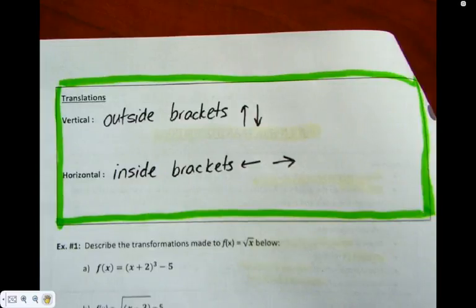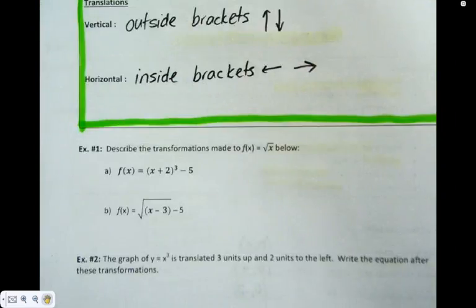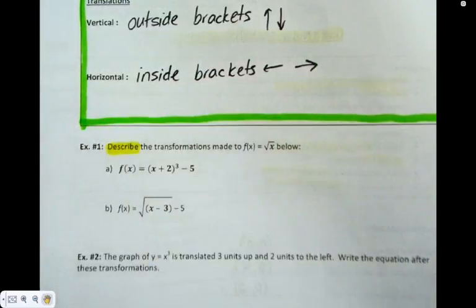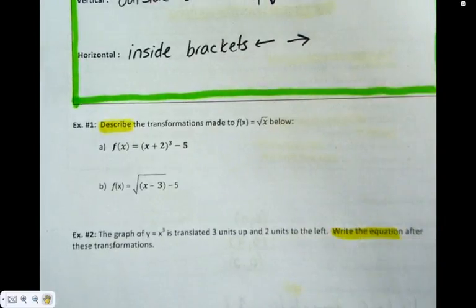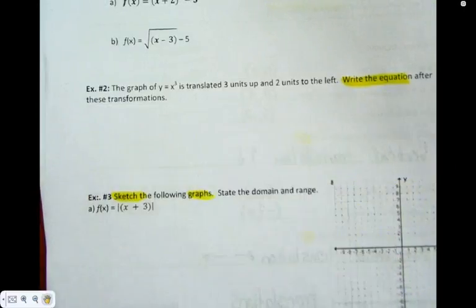Here's the different kinds of questions you're going to see in the homework. The first thing we're going to do is just describe the transformations. So we're not going to actually graph them, we're just going to talk about them. The second thing is we're going to write an equation after it undergoes some kind of transformations. And then we'll get into sketching the graphs.